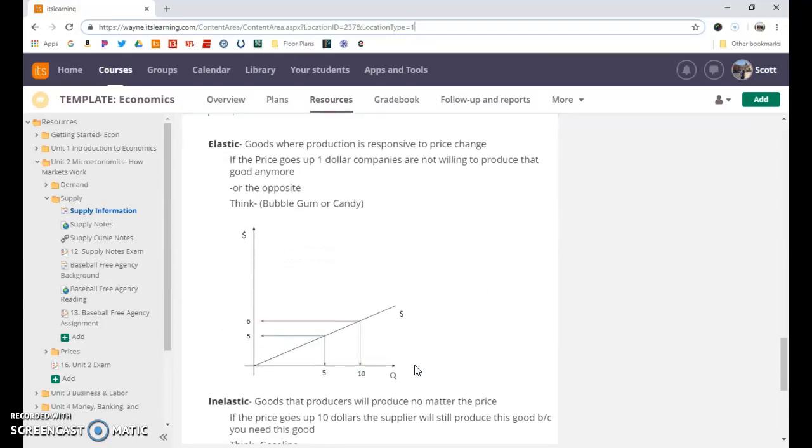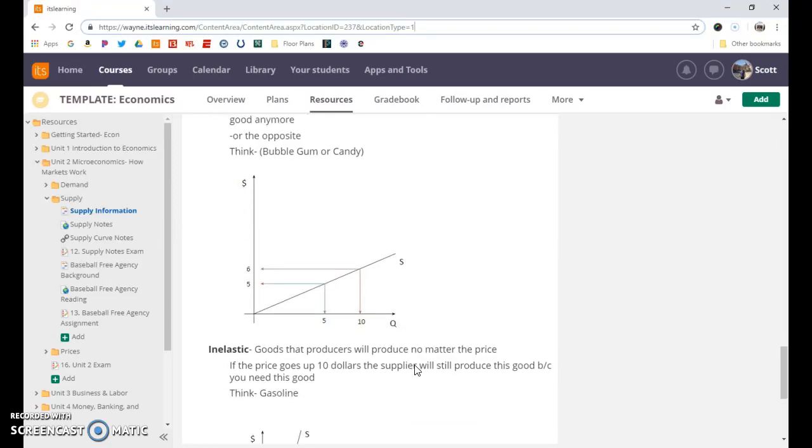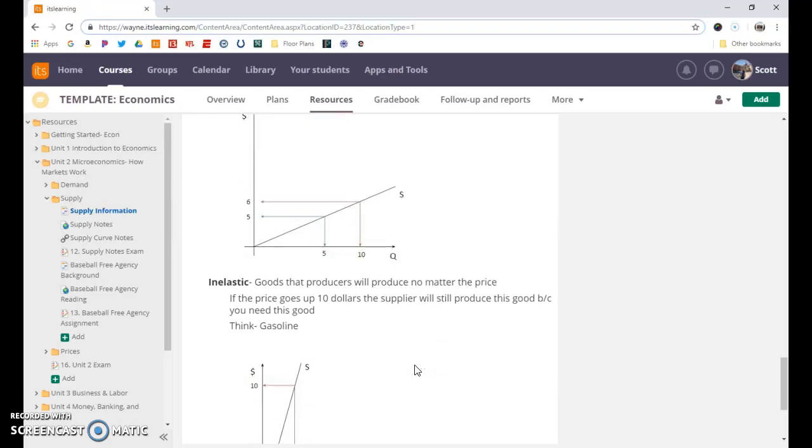So there's also the truth about elastic versus inelastic of supply items. Items that are elastic are items that have a giant change. So with just a $1 change, you're going to have a massive change in quantity. So think about bubblegum or candy or something along those lines. So you're more willing to produce more items if you can sell that piece of candy for $2 versus $1.